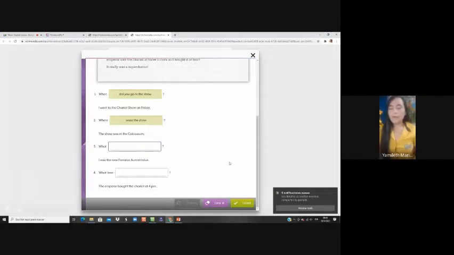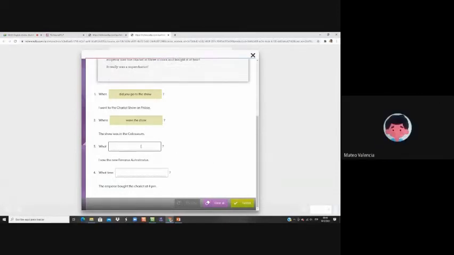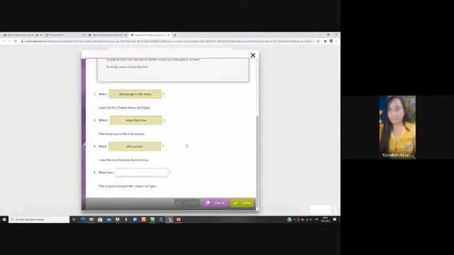What about number 3? If the answer is I saw the new Ferraris Autostrados, what is the question? Think and tell me. Do you know? Yes or no? What is the question in number 3? What did you saw? But in this case, what did you see, Mateo? What did you see? I saw the new Ferraris Autostrados.